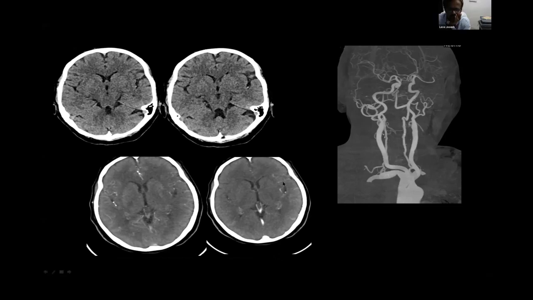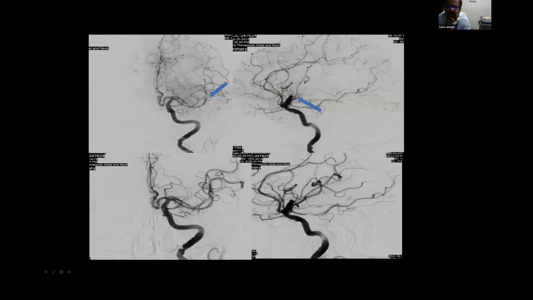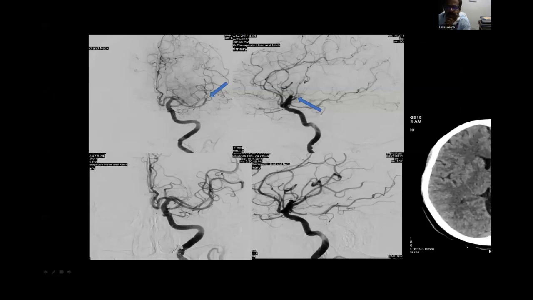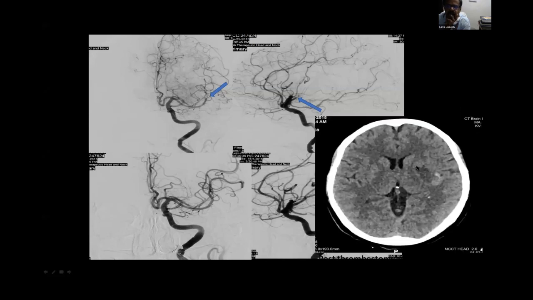There are good collaterals also, if you see in the second phase. Right side, the arterial has washed out, but the left side, around the temporal lobe and the insula, there are good collaterals. And this is a distal M2 occlusion. This patient was also recanalized successfully. The impact is limited here.